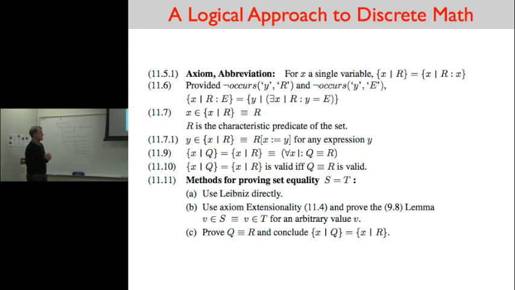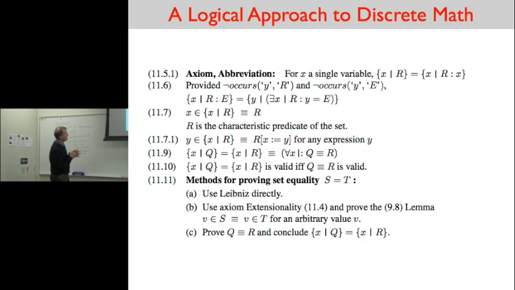Well, that's kind of obvious, isn't it? The only way those two sets can be equal is if for all X, Q equals R. You know, if Q is true, R is true. If Q is false, R is false. Right? Okay, any questions about that?